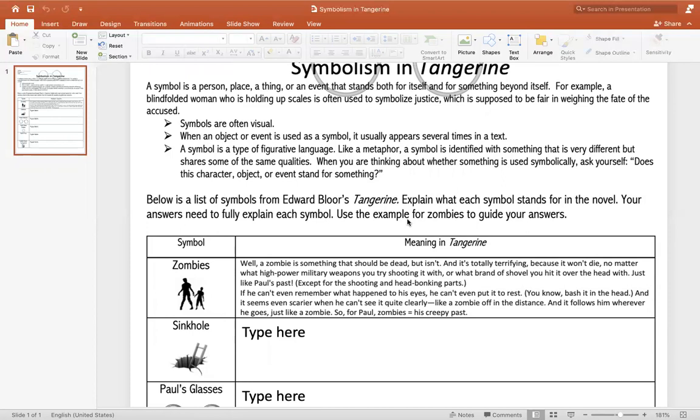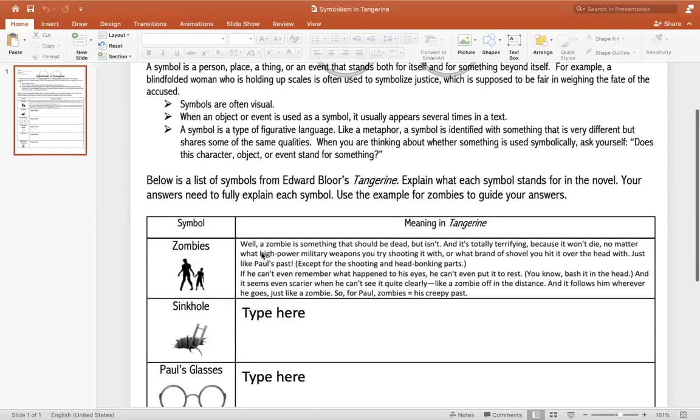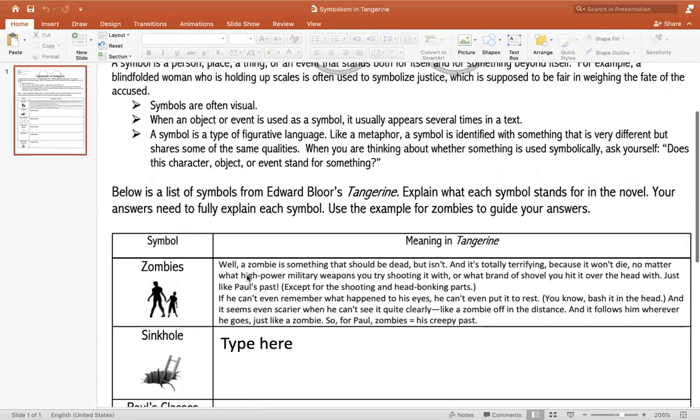But throughout the whole story, even in the prologue, he talks about zombies leaving the house, and he refers to himself, or the way he used to be, as a zombie. And so I really tried to explain it out for you guys. So I'm going to go ahead and read this.